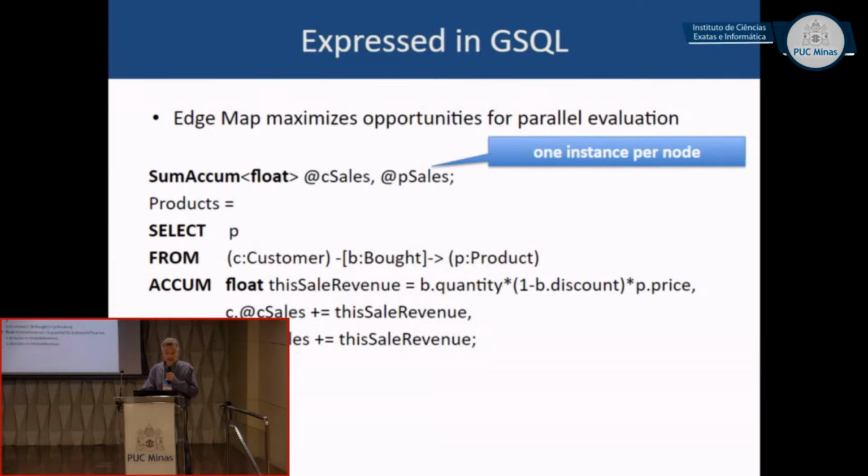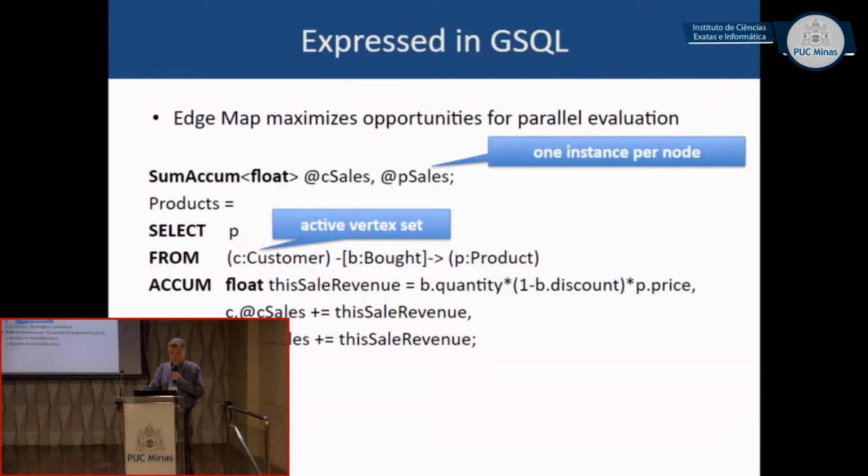And then if you look at the query block, it has a select from where clause, very much inspired by SQL, but it also has this new clause, the accum clause, which tells you what the edge map function is actually doing for every edge. Okay, so the active vertex set in this case is very broadly defined as all the vertices of type customer.